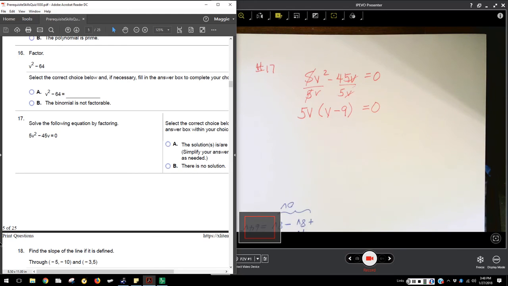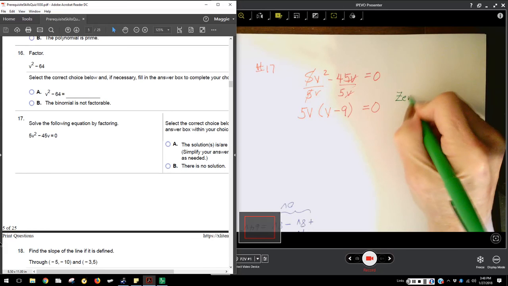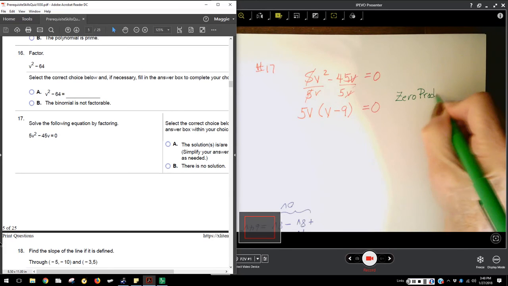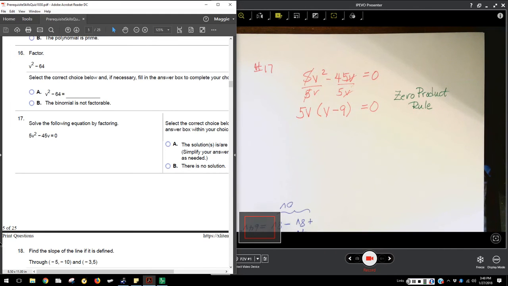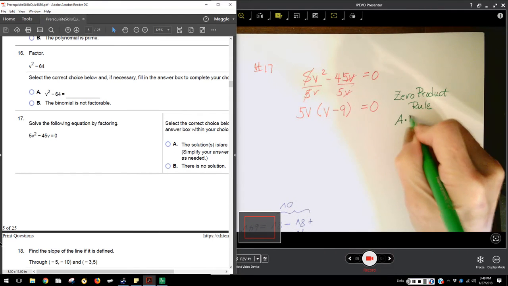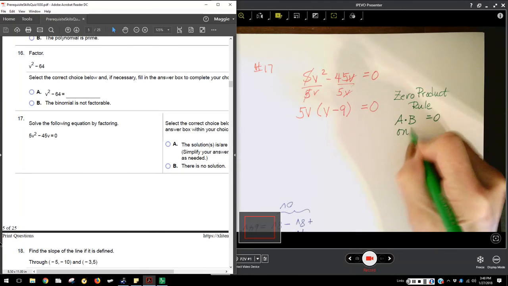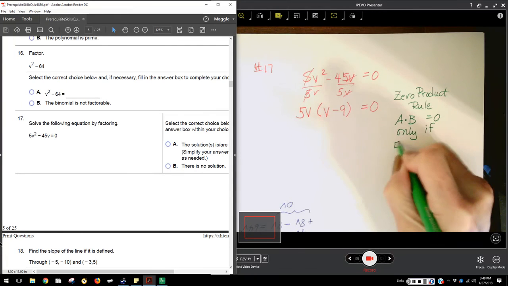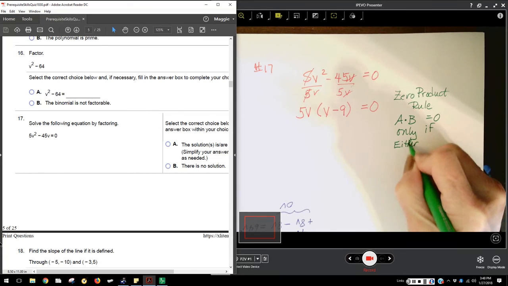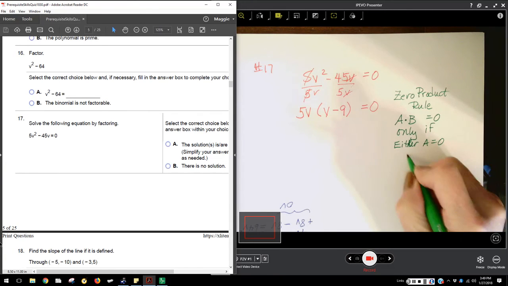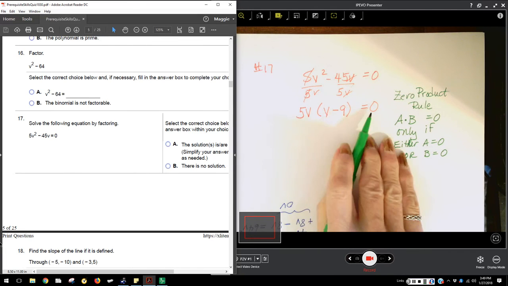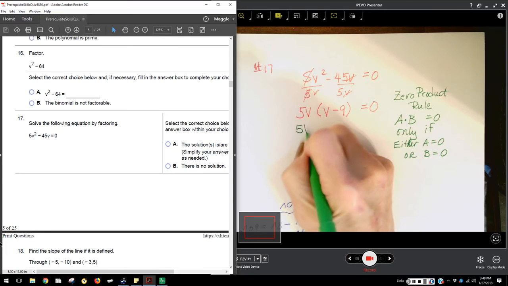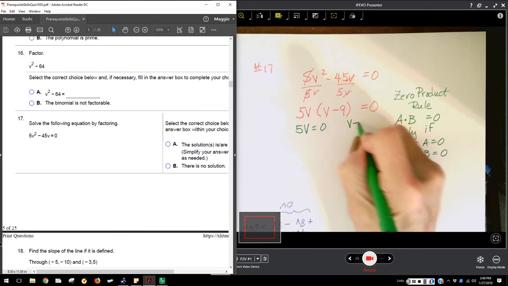And when you solve using factoring, you're relying on something called the zero product principle, or the zero product rule. Principles and rules in mathematics are the same thing. Basically, it says A times B is equal to 0 only if either A equals 0 or B equals 0. In other words, this times this can only come out to be 0 if either 5v is equal to 0 or if v minus 9 is equal to 0.